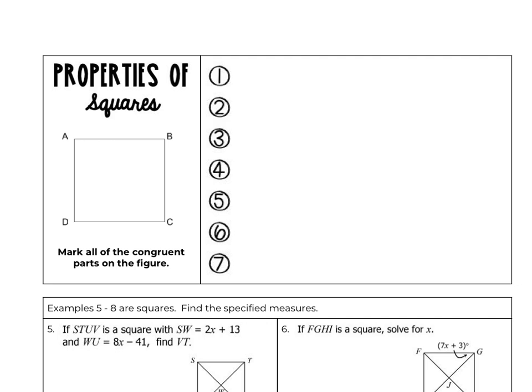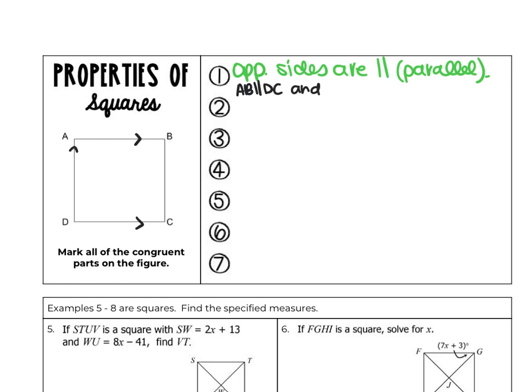Okay, again, squares are kind of similar to rhombi, but a couple differences. So we still have that opposite sides are parallel. Okay, so that's going to make AB parallel to DC and AD parallel to BC.